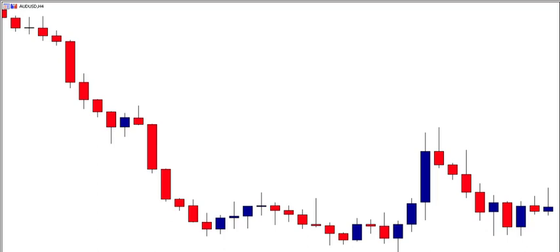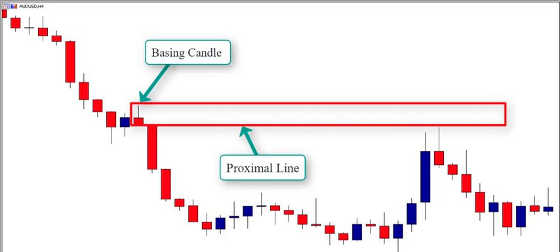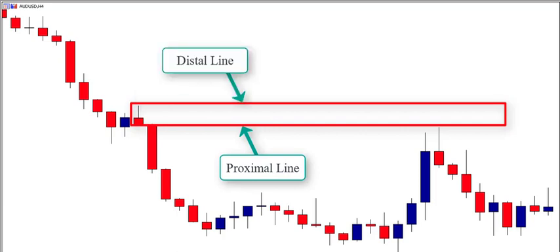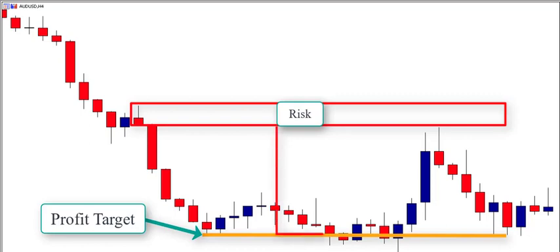To evaluate the risk-to-reward ratio, you should draw the zone. As you can see, this pin bar is the basing candle. So to draw the zone, you draw the proximal line at the close of the candle and the distal line at the upper shadow. So this is our risk. So what is the profit target? The profit target is always the next support level. So the reward is the distance between the proximal line and the profit target. Now you can clearly compare the risk to reward ratio. So it's obvious that this zone has a good risk to reward ratio.